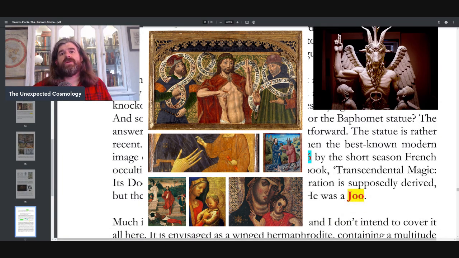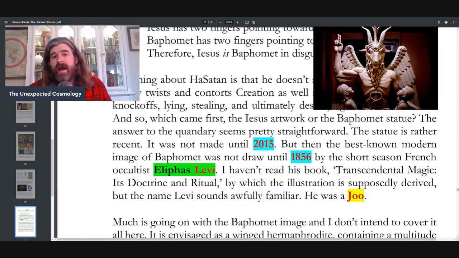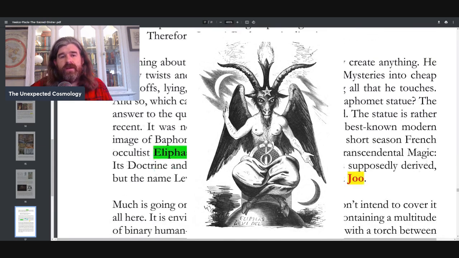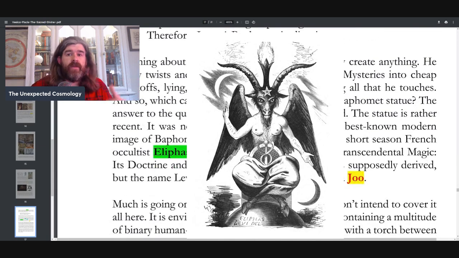The answer to the quandary seems pretty straightforward. The statue is rather recent. It was not made until 2015. But then the best known modern image of Baphomet was not drawn until 1856 by the short season French occultist Eliphas Levi. I haven't read his book, Transcendental Magic, Its Doctrine and Ritual. It doesn't sound like a read I'd be interested in, by which the illustration is supposedly derived. But the name Levi sounds awfully familiar. He was a Jew.